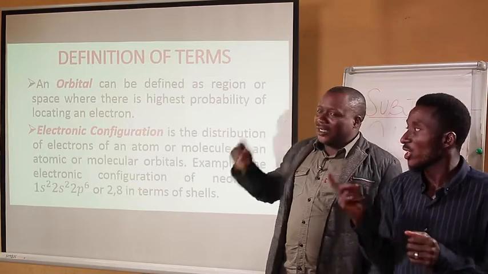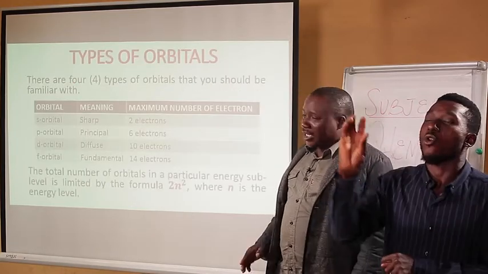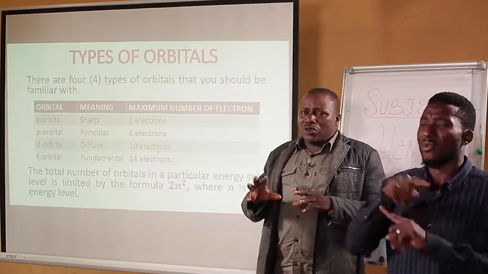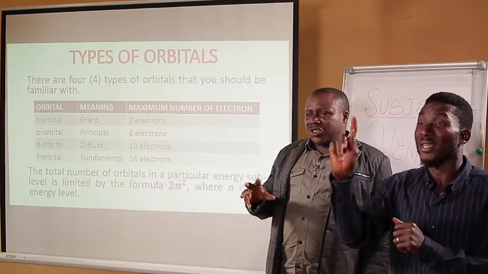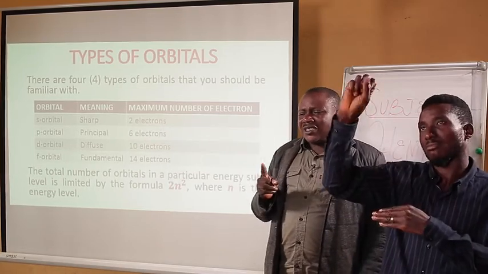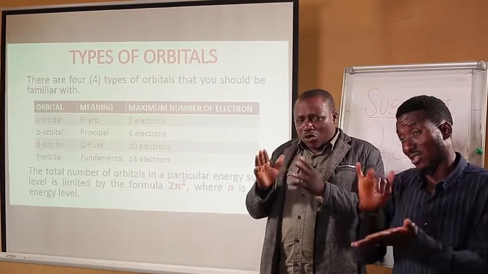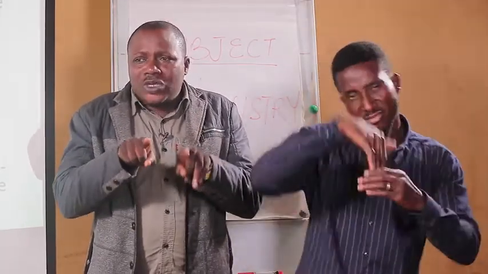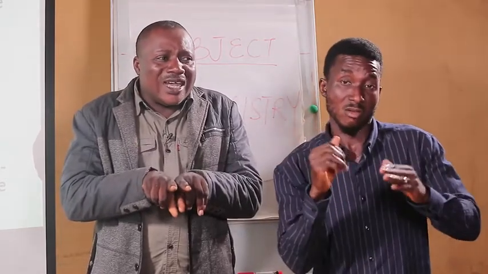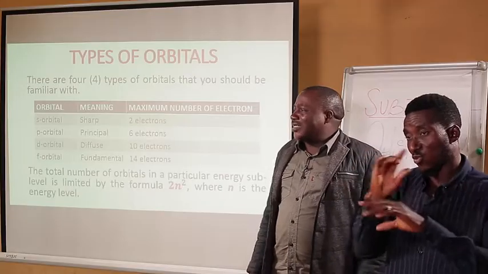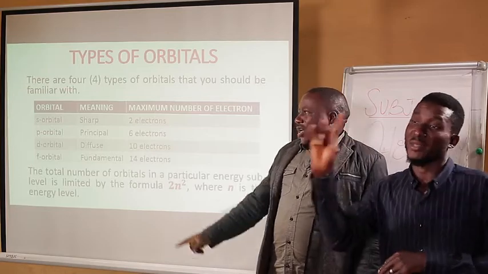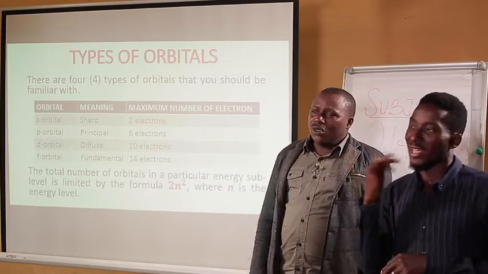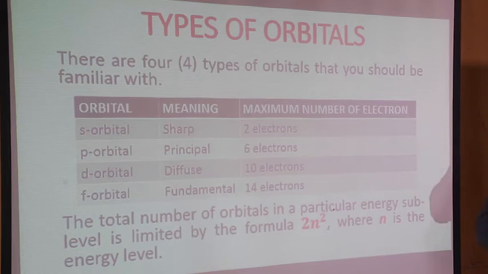Here we go. Let us look at the types of orbitals that we have. Whenever we're talking about an orbital, we're talking about the subshells. It therefore means that it is more or less like you have a room, and inside that room there are other rooms. Those other rooms, we describe them in chemistry as orbitals. These orbitals are 4 in number. We have them, as you can see from the table. We have the s orbital, the p orbital, the d orbital, and the f orbital.